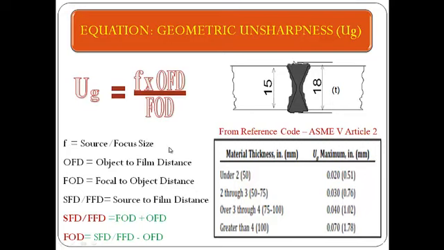F is the source or focal size, OFD is object to film distance, FOD is the focal to object distance, SFD or FFD is the source to film distance or focal to film distance. So SFD, FFD is equal to FOD plus OFD. So FOD will be SFD or FFD minus OFD.